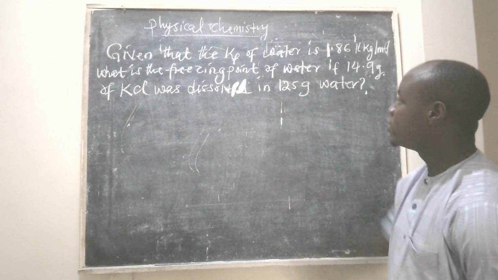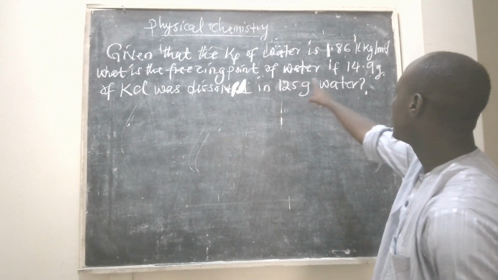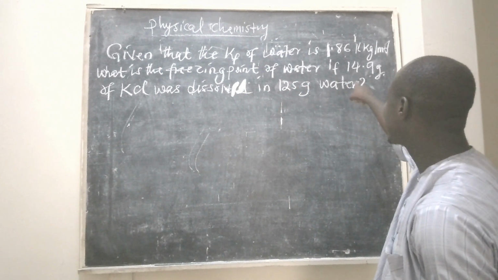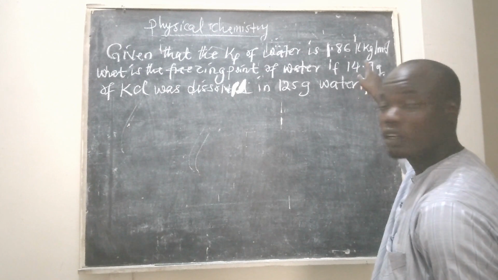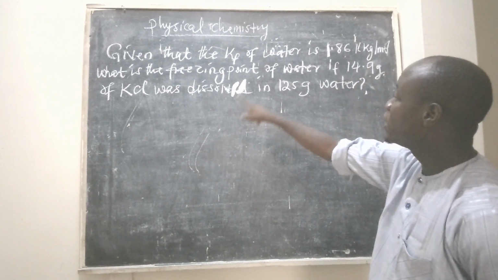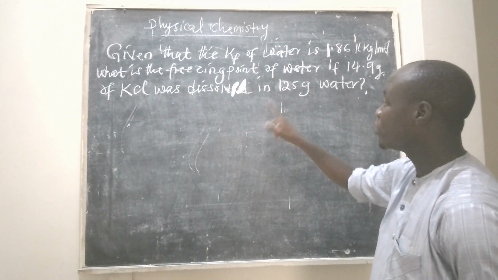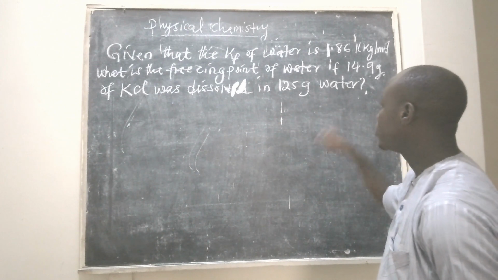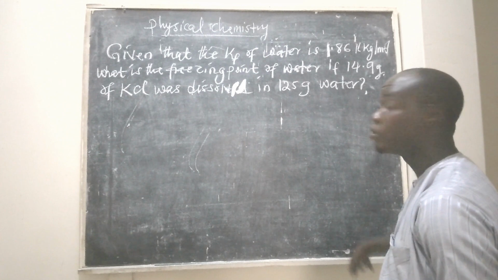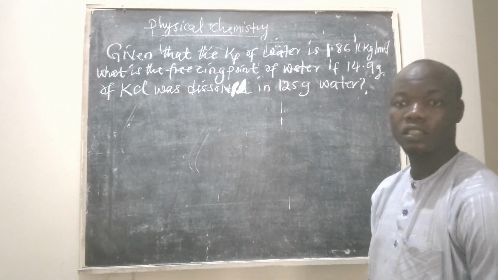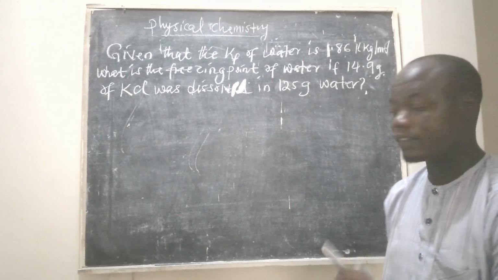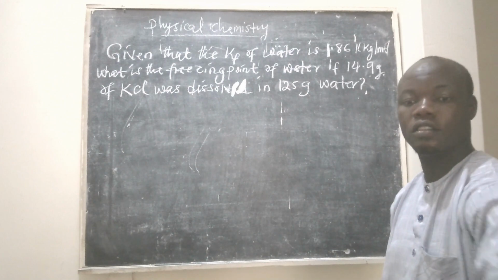So ladies and gentlemen, you can try this. Given that the Kf of water is 1.86 Kelvin kilogram per mole, what is the freezing point of water if 14.9 grams of potassium chloride was dissolved in 125 grams of water? So try this. This is an assignment. Let's try this.